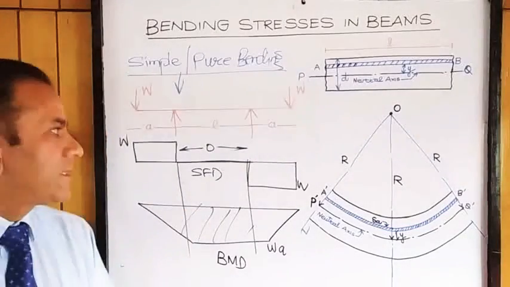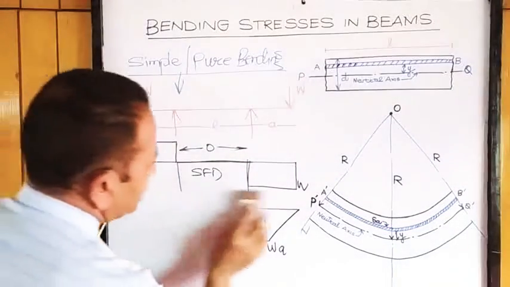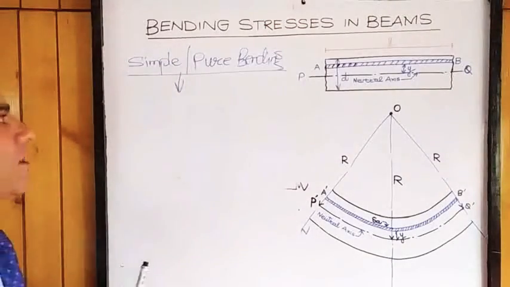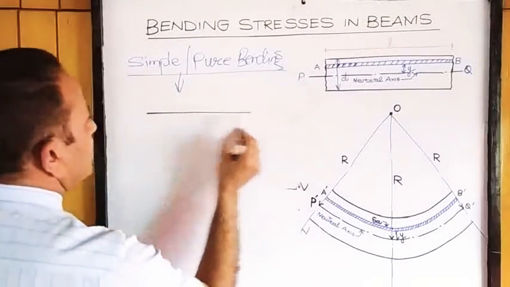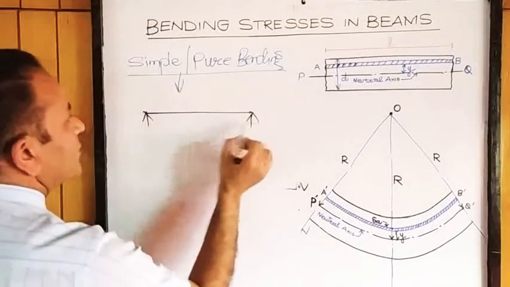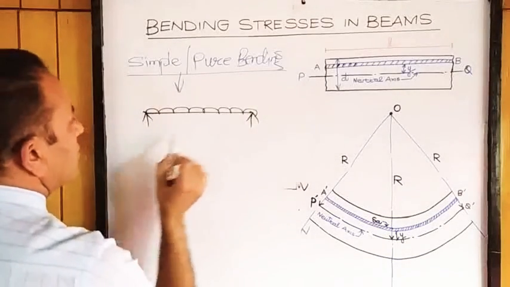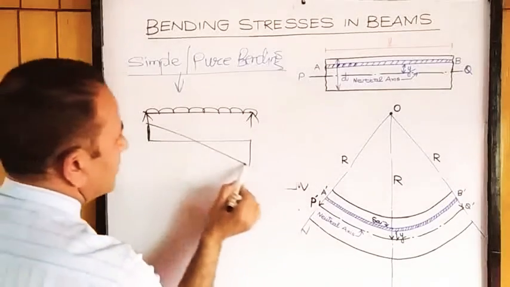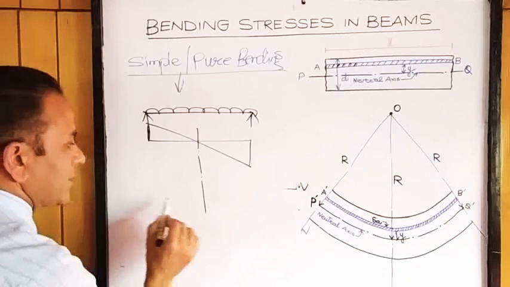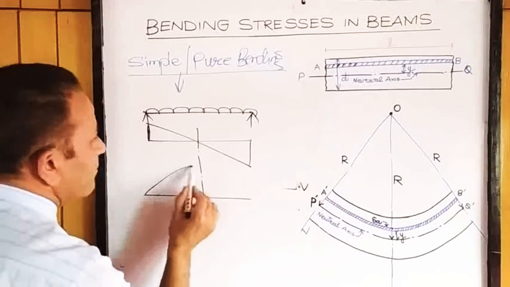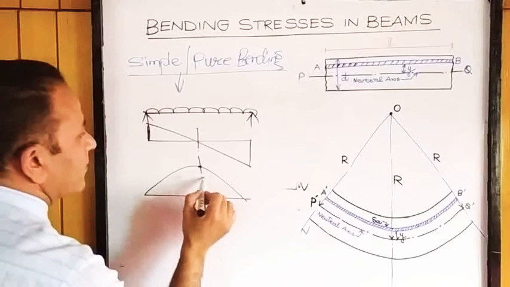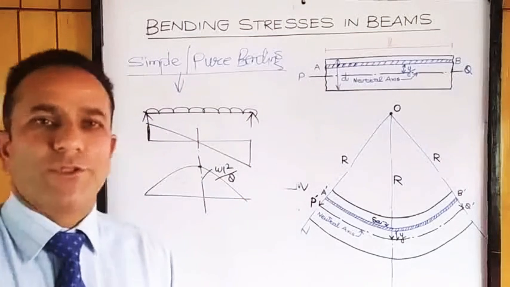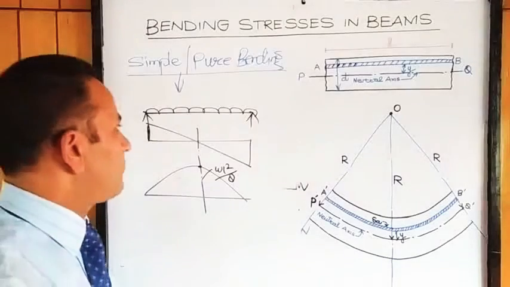But this may not be the case always. We may not have zero shear force at all the locations. But, say, a simply supported beam loaded with UDL will have a shear force diagram something like this. Shear force is 0 at the center. Bending moment will be maximum here. This bending moment will be WL square by 8 at the center where shear force is 0. So bending moment is always maximum where shear force is 0.